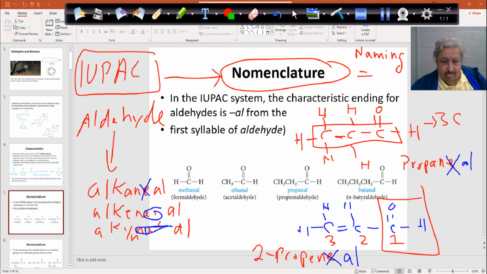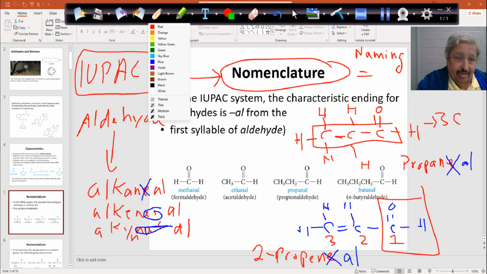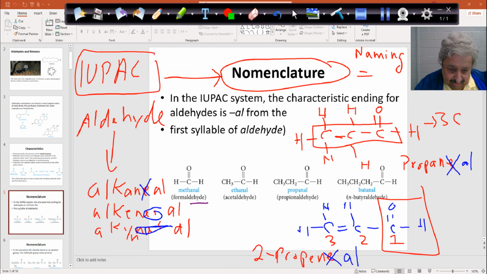So this is where we can look at the whole thing here. The first one is called methanal from methane, ethanal from ethane, propanal from propane, and this is butanal from butane. Take the E out, add AL. Now they have a common name. The common name has to end with aldehyde. You can see here the common names have to end with aldehyde. See here?